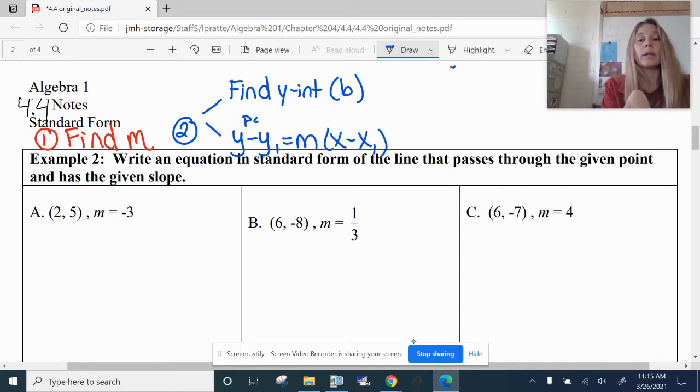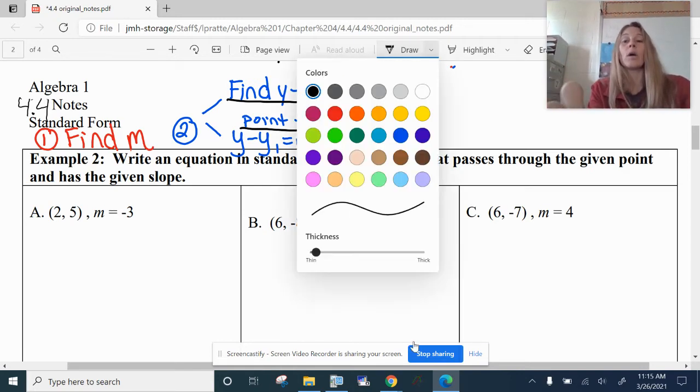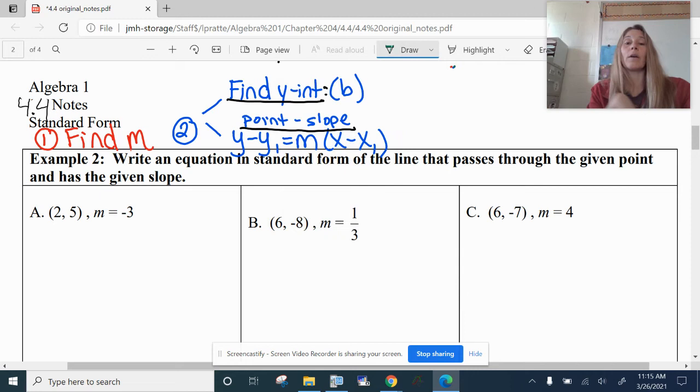Okay, and this is point slope form. It's really a personal preference which of these you prefer to do. I typically prefer to use point slope because I feel like it flows nicer. But if you have a preference of finding the b instead, then you can.